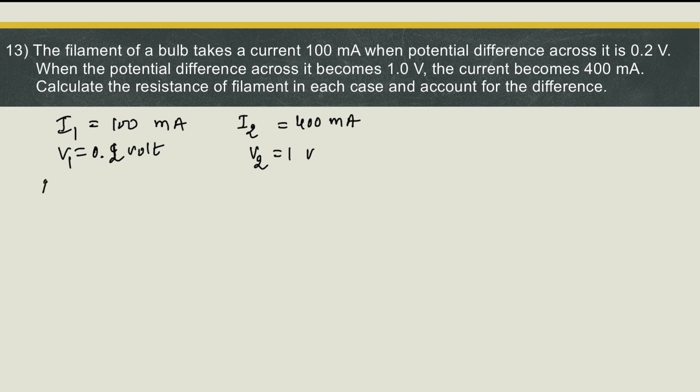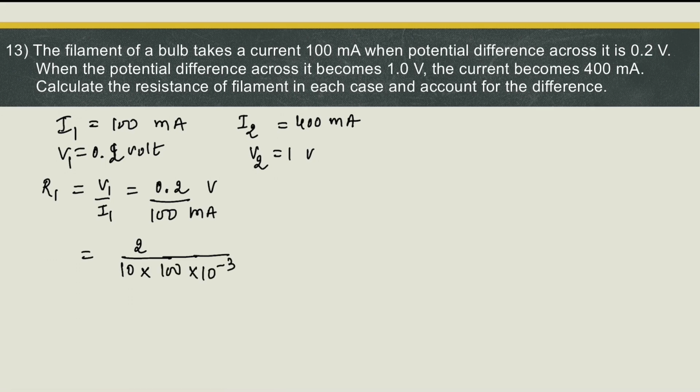Let us find out R1 here. The formula is V1 upon I1. V1 is 0.2 upon 100 milliampere. So 0.2 becomes 2 upon 10, into 100 milli, which is 10 to the power minus 3, volt upon ampere. Volt upon ampere is also known as ohm. So 10 into 100 is 1000, and 10 to the power minus 3 gets cancelled. So the answer is 2 ohm. R1 is 2 ohm.